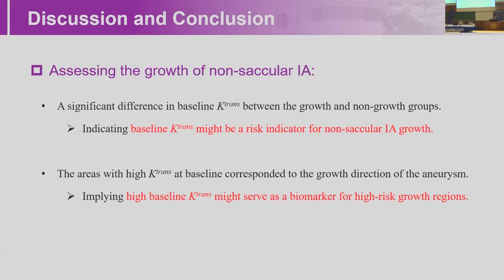What's more, we observed that the very high Ktrans at baseline corresponded to the growth direction of the aneurysm, which implies high baseline Ktrans might serve as a biomarker for higher-risk growth regions. That's all. Thank you for your attention.